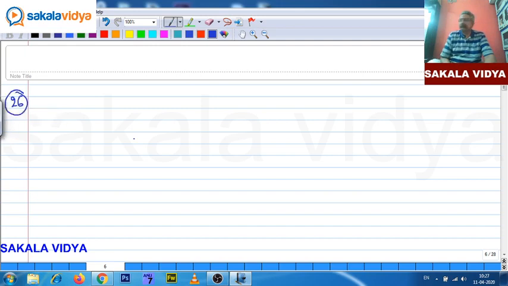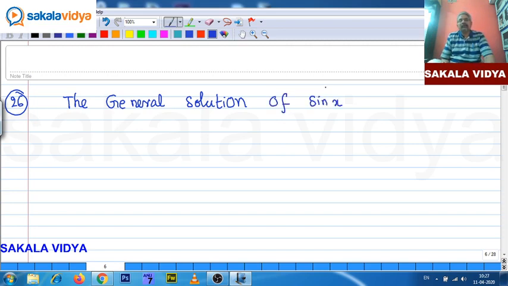Twenty-sixth question. The general solution of sin x to the power of 100 minus cos x to the power of 100 equals 1 is, this is the question.